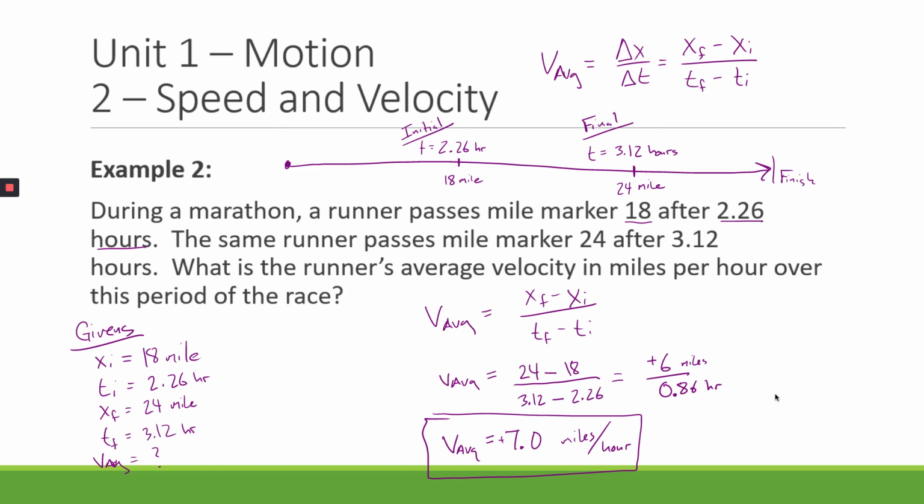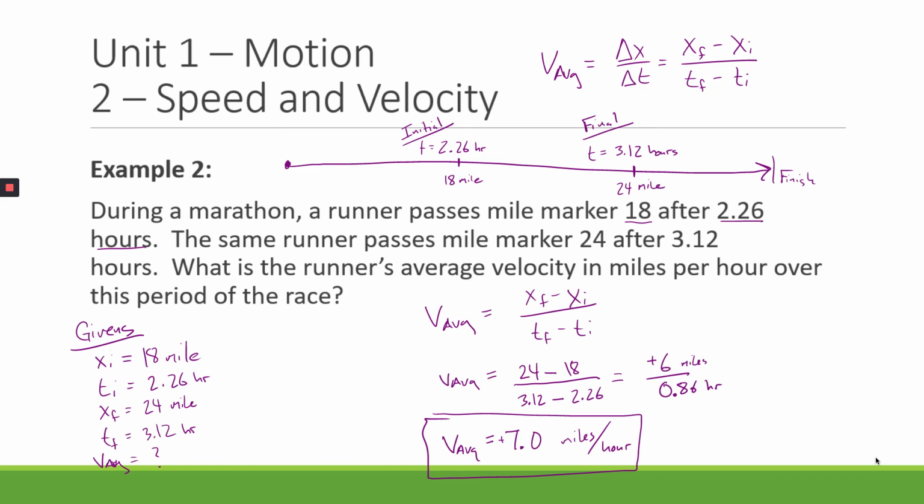So that's pretty fast. I don't know that that's realistic, but I made up some numbers, so it doesn't really matter. So his average velocity over those 6 miles was 7 miles per hour. Beautiful. So we're going to practice this a bunch, but that is the formula and that is the general problem-solving technique that we're going to use throughout the entire year. So you'll see that over and over again as we go through, and we'll practice this a lot.